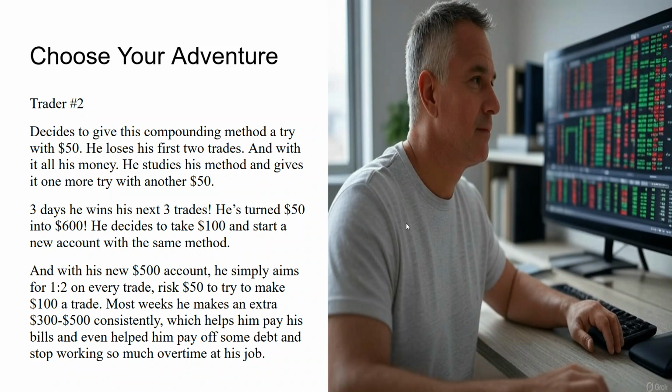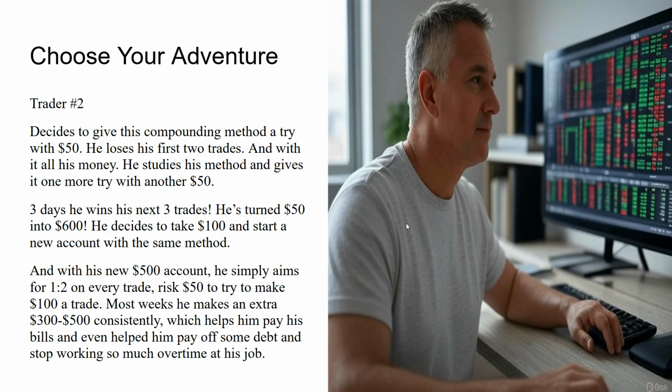In 3 days, he wins his next 3 trades. Okay, he's over the moon. He's ecstatic. All right. So now that he has $600, he says, you know what? I'm going to take 100 out of that and start a new account using the $100 method that he saw in this video. Try to do it again on a different account. But also he has a new $500 principal. Not a life-changing amount of money, but he's going to see what he can do with it.